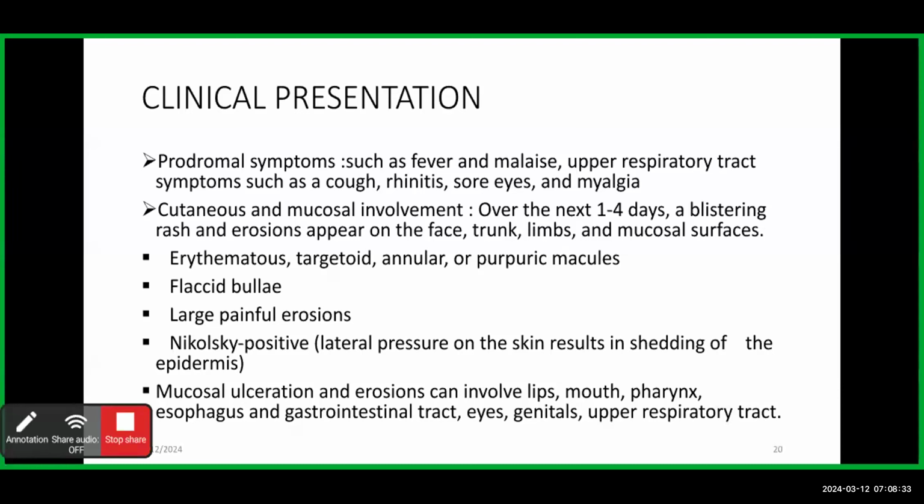And it usually starts with erythematous targetoid lesions, which could be annular or papular macules. Then you could have them later degenerate to flaccid bullae, then large painful eruptions. And you can actually demonstrate Nikolsky's sign, and also note that the mucosal involvement is not just limited to the oral part. So you can have the pharynx, esophagus, GI tract, genitals involved. So when you see a patient, evaluate further in this regard.